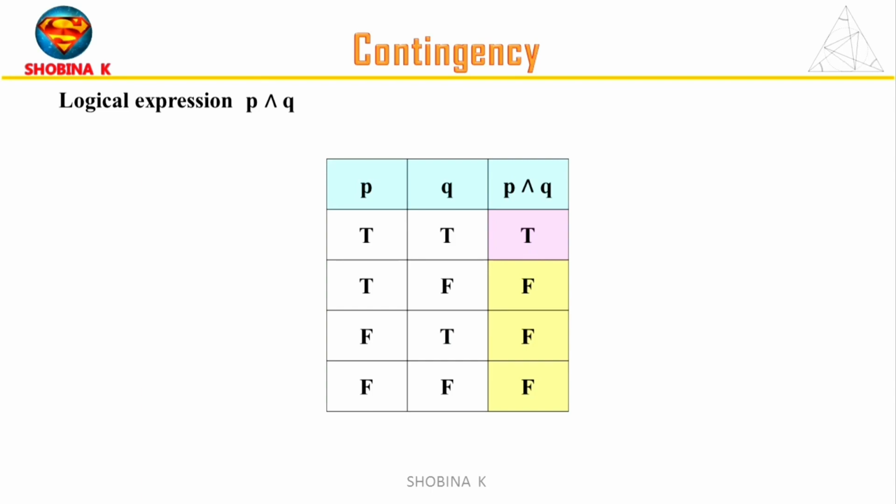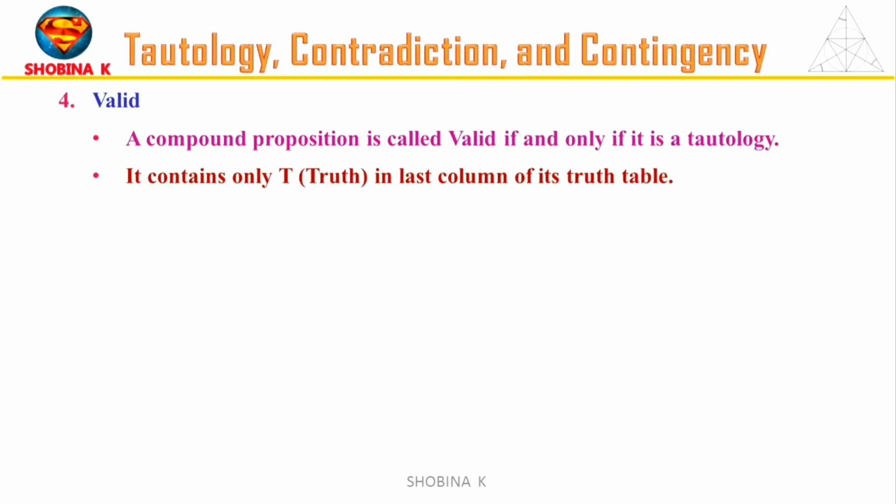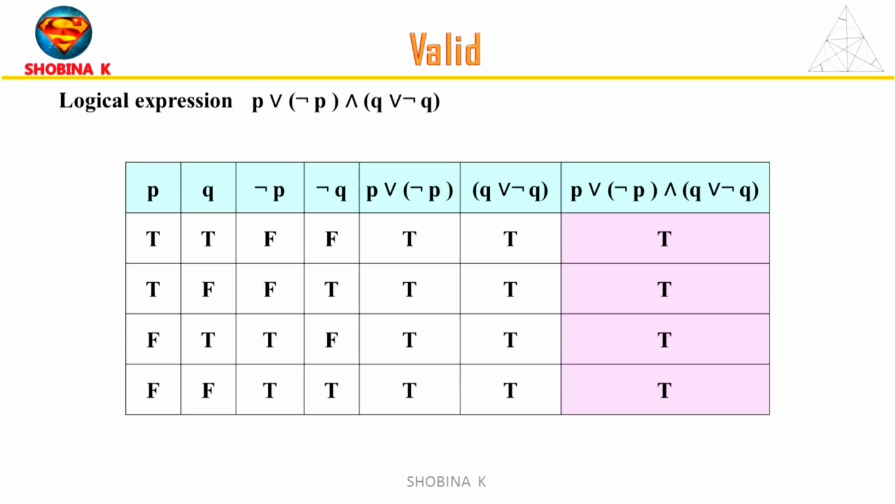In the truth table of contingency, the last column has true and false. A statement or a proposition is said to be valid if it is always true. P and Q are the propositional variables. Not P represents negation of P. Not Q represents negation of Q. P or not P represents the law of excluded middle for P. Q or not Q represents the law of excluded middle for Q. P or not P and Q or not Q represents the logical expression. As you can see, the result of the entire expression is always true, making it a tautology.